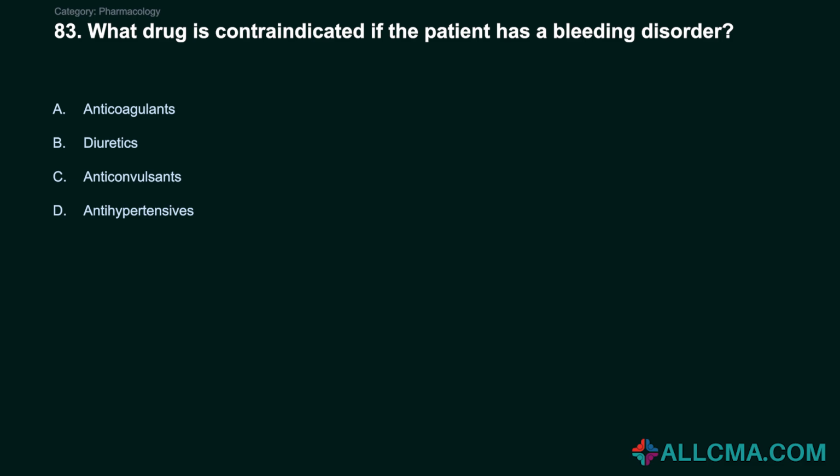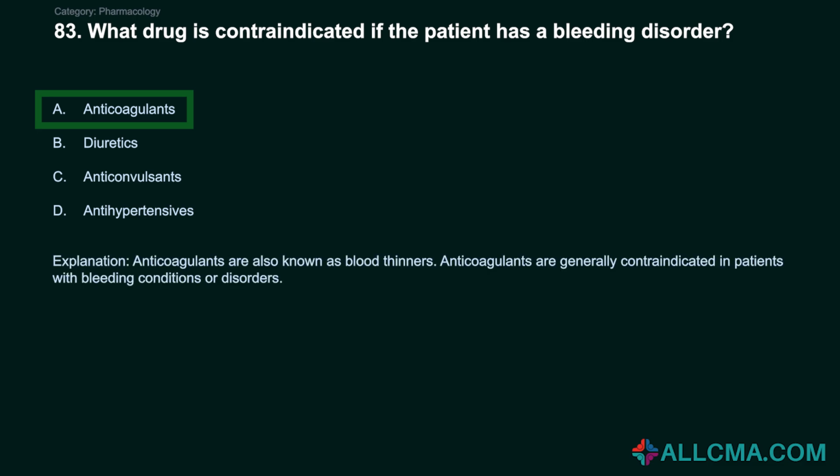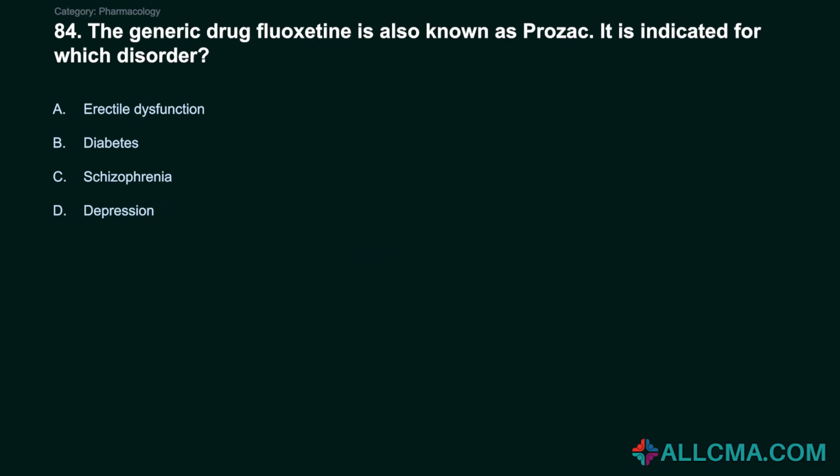83. What drug is contraindicated if the patient has a bleeding disorder? A. Anticoagulants. B. Diuretics. C. Anticonvulsants. D. Antihypertensives. Correct answer, A. Anticoagulants. Anticoagulants are also known as blood thinners. Anticoagulants are generally contraindicated in patients with bleeding conditions or disorders.